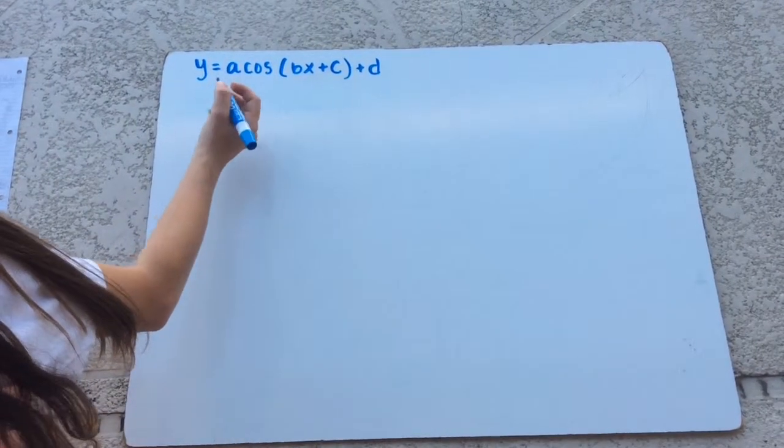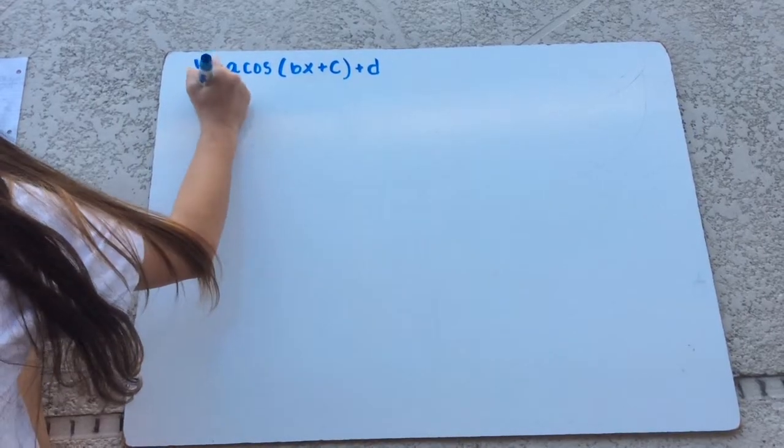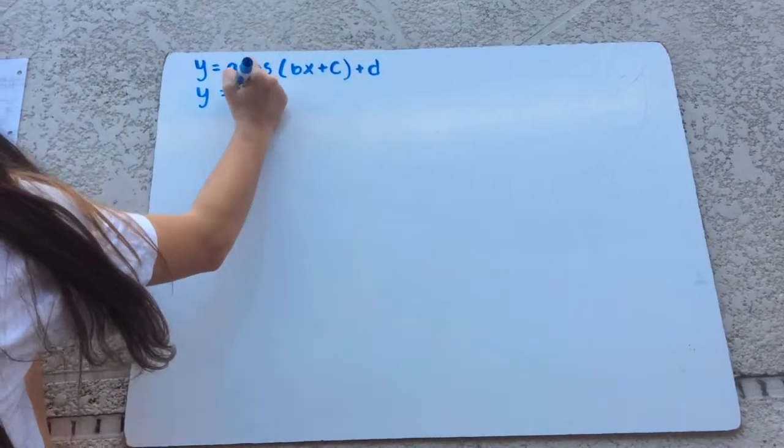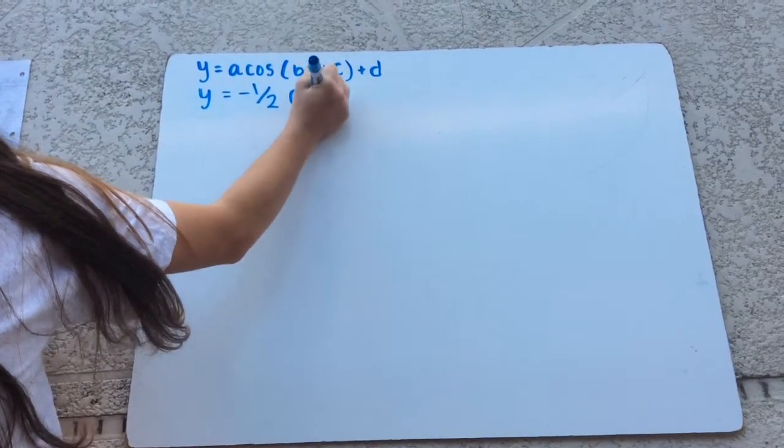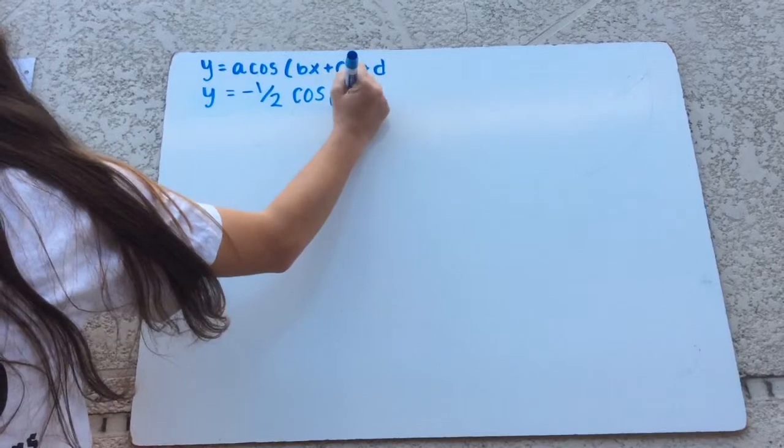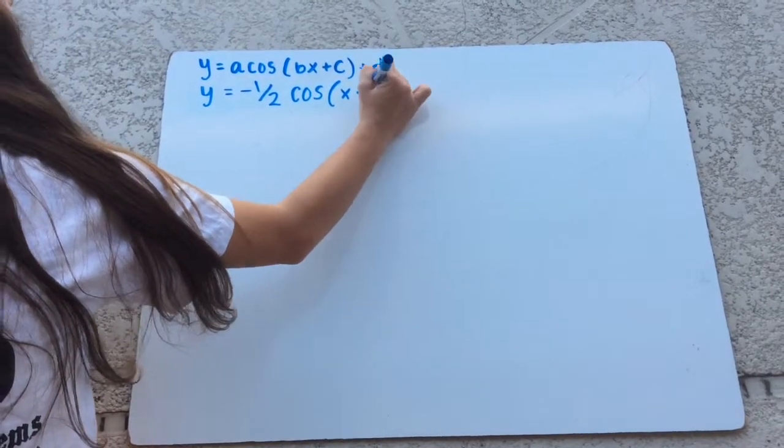The function we will solve today is y equals -1/2 times cosine of the quantity x minus pi.